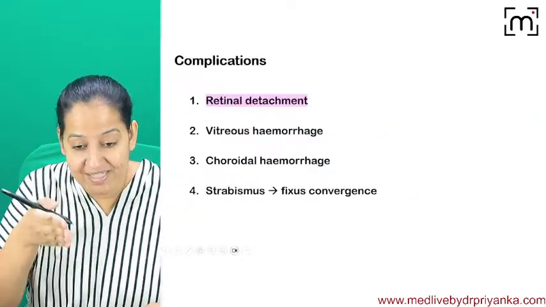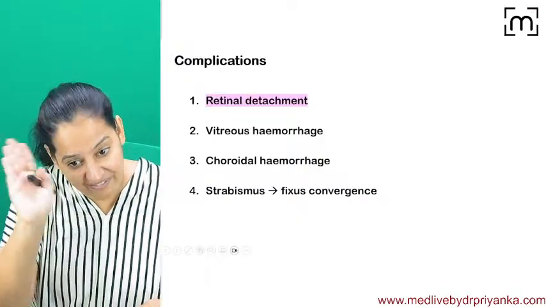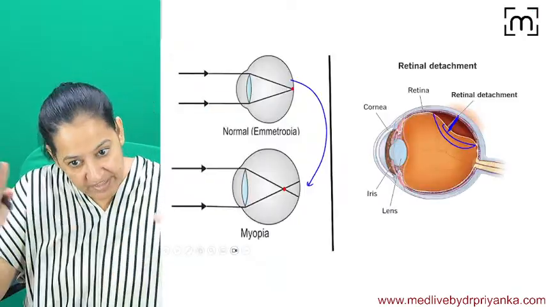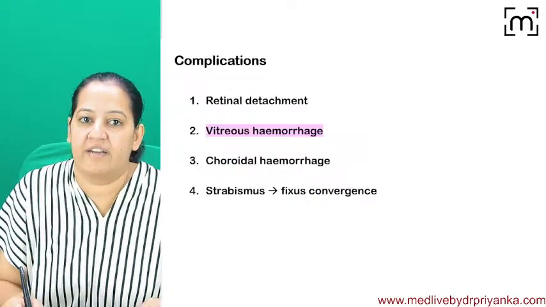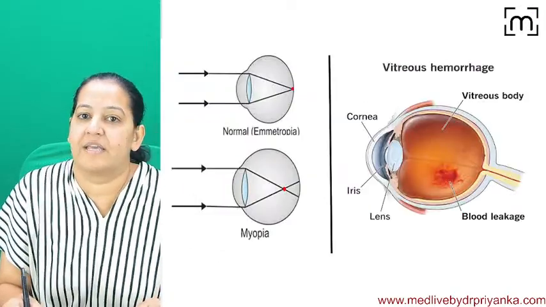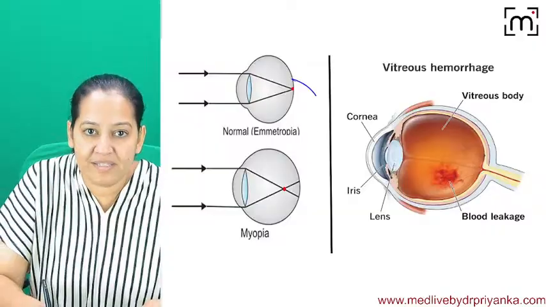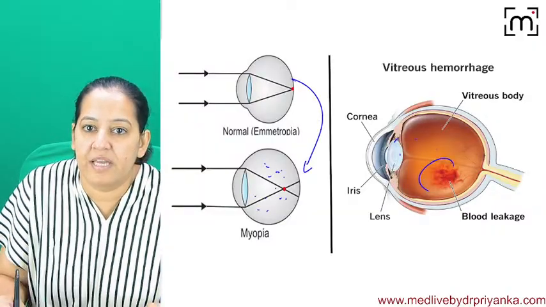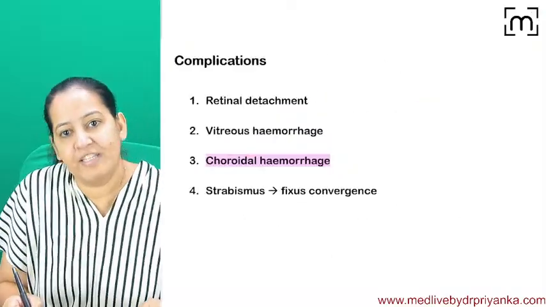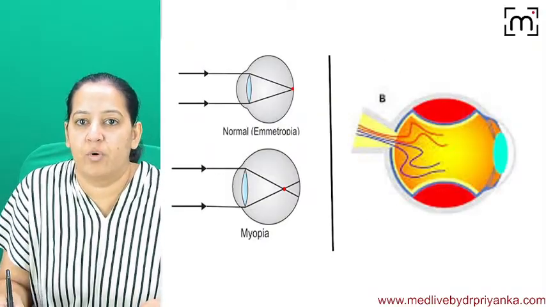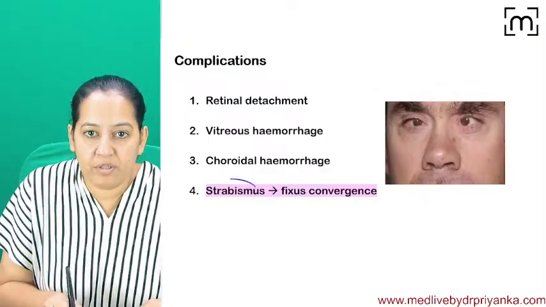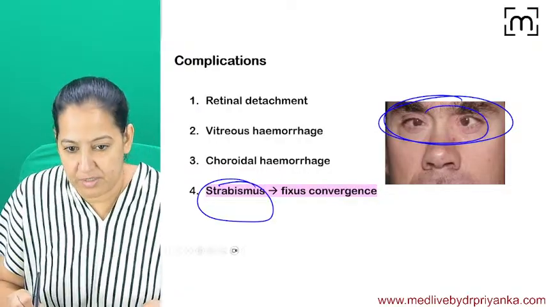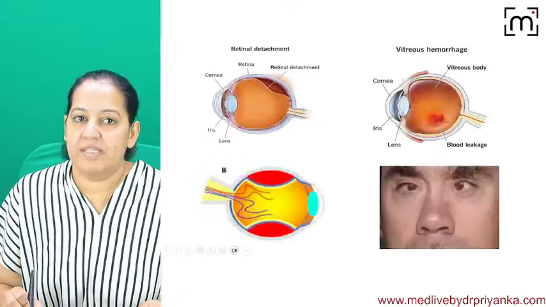I will explain all these. They are all chapters. Here you have to just learn why they are complications of myopia. Why is the retina getting detached? Because of the increase in size of the eyeball. Similarly, inside the vitreous there is hemorrhage, because the eyeball is increased in size. Floaters, hemorrhage, vitreous hemorrhage. Inside the choroid also there is hemorrhage. And the fourth, sometimes there is strabismus, squint, because of excessive accommodation. So these are the complications.